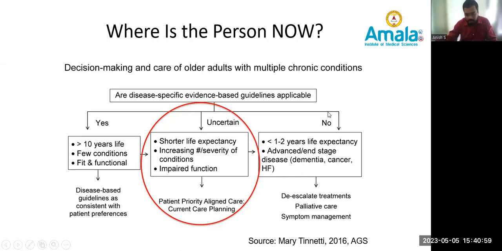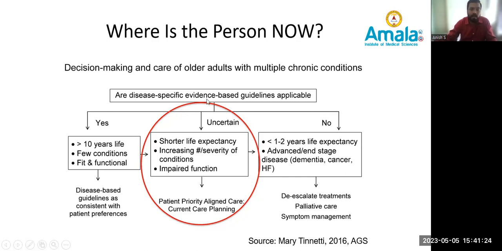But if it is no, that's in patients who have a less than 2-year life expectancy, who have an advanced end-stage disease like an advanced heart failure, an advanced liver disease, advanced dementia, cancer, etc., then it is important to de-escalate organ-specific treatments and to initiate palliation, palliative care, symptom management based on what matters to the patient, what personal preferences you'd like to have.